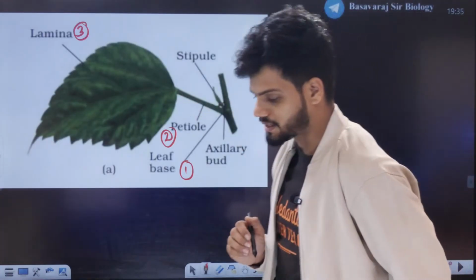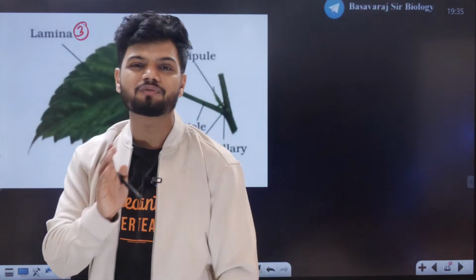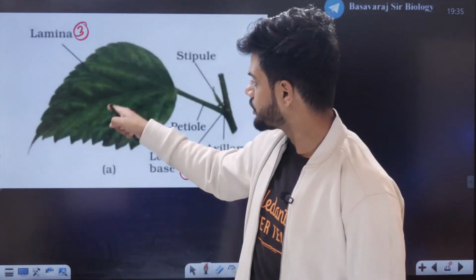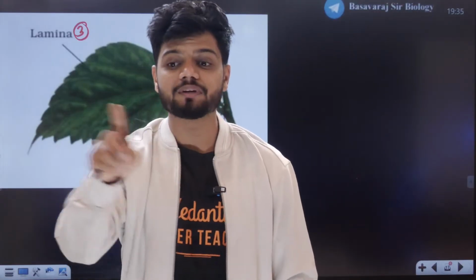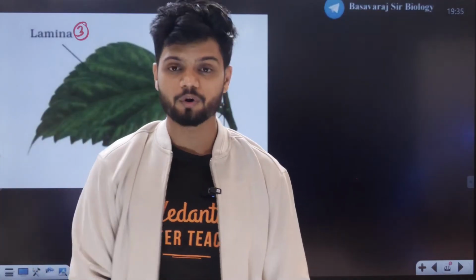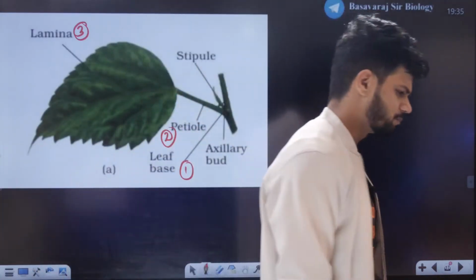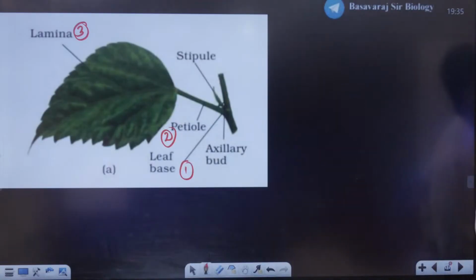Now, one more question I can ask you. In the case of dicot, reticulate venation, in the case of dicot, petiole is made up of dash. What is petiole made up of? Very simple question. Is it parenchyma, collenchyma, sclerenchyma?